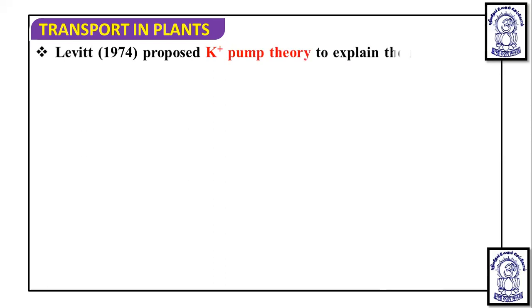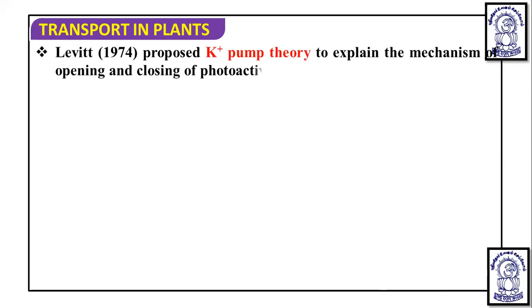Now this opening and closing of stomata, as we have explained with the simple theory, we have to understand in the proper way. We have to understand the mechanism of opening and closing of stomata, and this mechanism is specially explained by Levitt, who proposed one important theory, that is the potassium pump theory, to explain the mechanism of opening and closing of photoactive stomata.